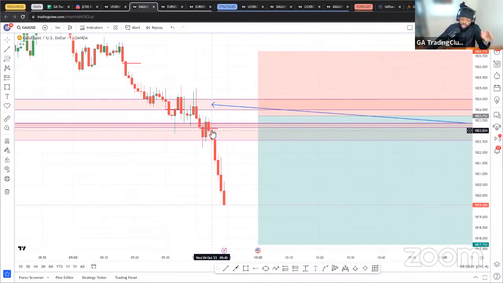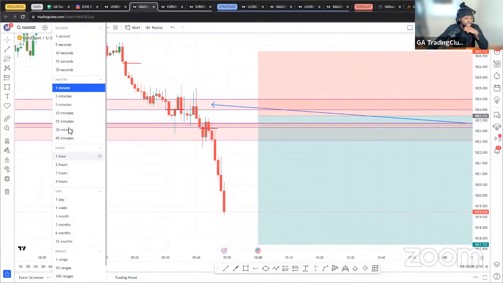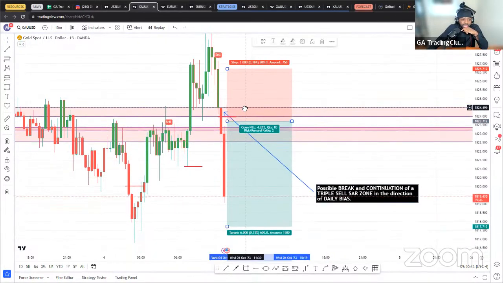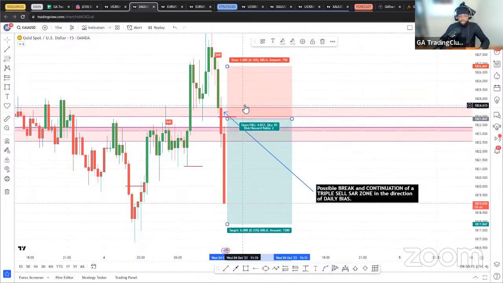You can still enter on impulse, but know that you're risking being stopped out or being faked out, etc. So if there are any questions, feel free to ask, but you can see this trade just went by so fast.